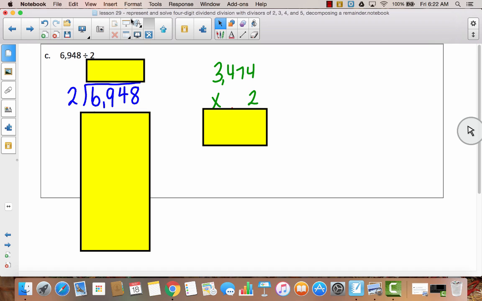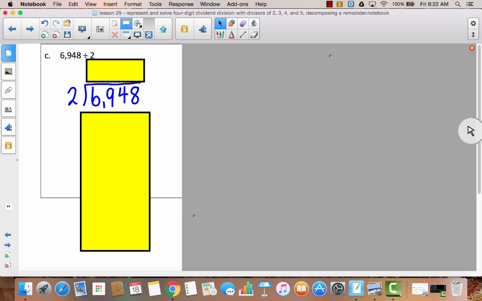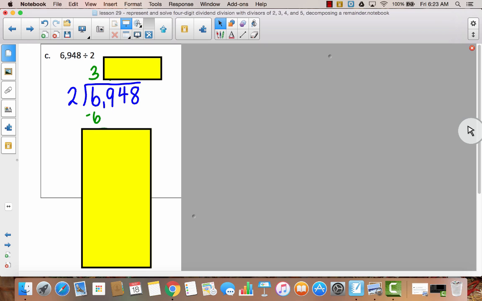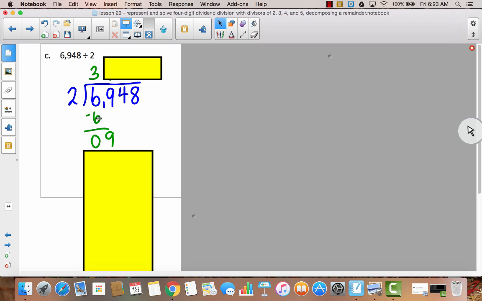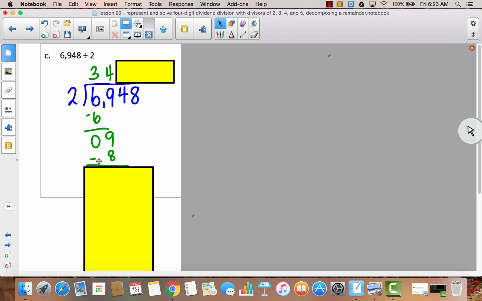Okay, so let's start right here with 6,948 divided by 2. So first of all, I took my 6,000s and divided it by 2, and that was 3. So 3 times 2 is 6. So that means that I used all of the thousands. I had no thousands left over. So then I was ready to divide my hundreds. 9 hundreds divided by 2 gave me 4 hundreds. 4 times 2 is 8. 9 minus 8 gives me 100 left over.